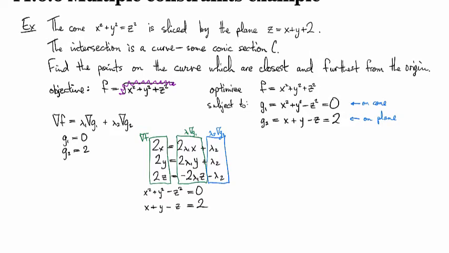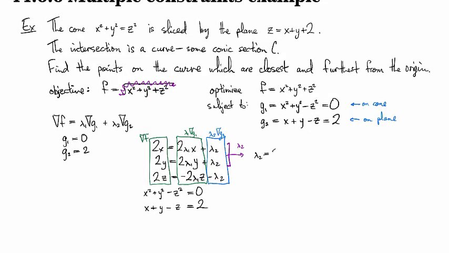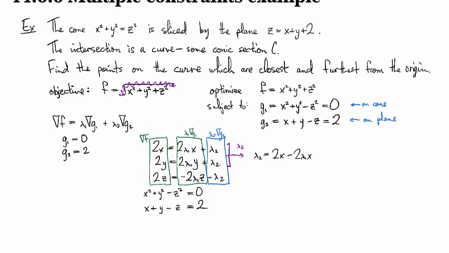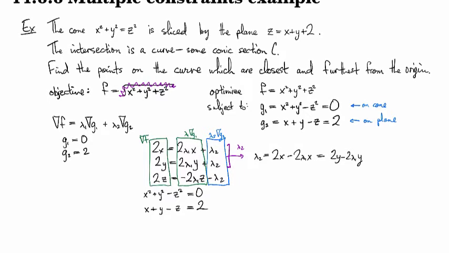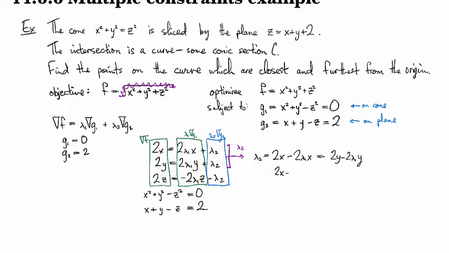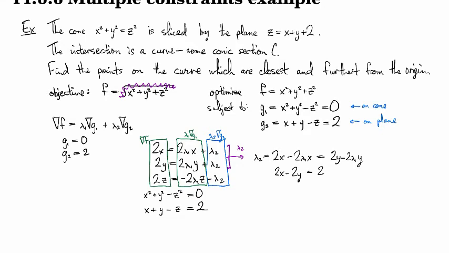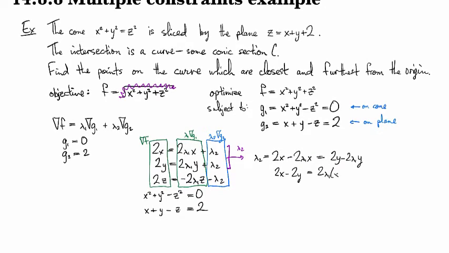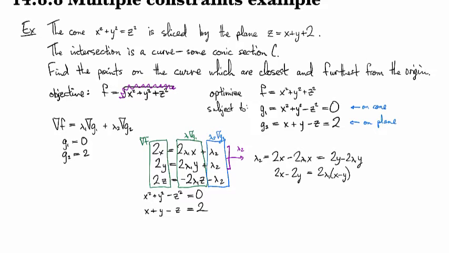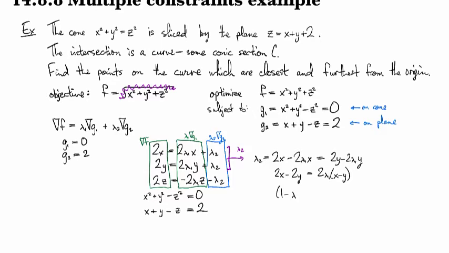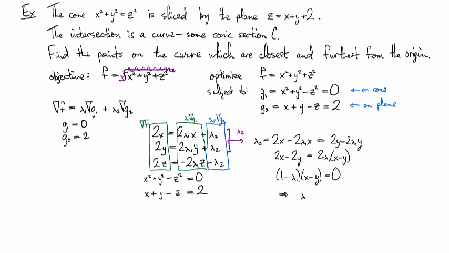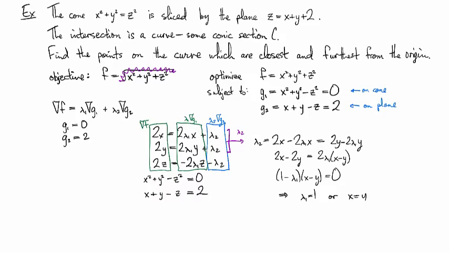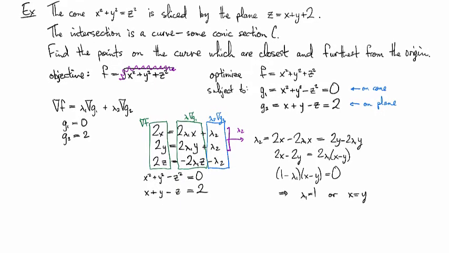All right, so now what can we do from these? Well, if we combine these two equations and solve for lambda 2, then we get lambda 2 is equal to 2x minus 2 lambda 1 x, and also equal to 2y minus 2 lambda 1 y. Let's collect up the lambda 1s, and we've got 2x minus 2y equals 2 lambda 1 times (x minus y). I can divide the 2 from both sides and collect up, and we get (1 minus lambda 1)(x minus y) equals 0. That gives us two possibilities: either lambda 1 is equal to 1, or x is equal to y, or possibly both. Let's do these on a case-by-case basis.